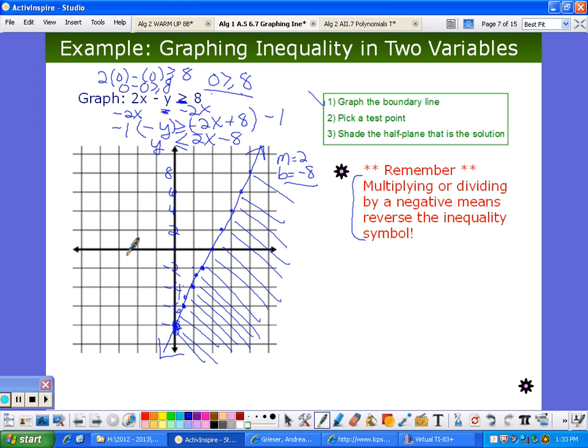Why did you decide for it to be on the right and not on the left? Over here, I used a test point, and he said, gee, is this point a solution? Because if it was this half plane, then every point on here would work. So I tested one, and it worked. So this is the part of the plane where it's not a solution. So that means the solutions had to be on the other side. Think about it.